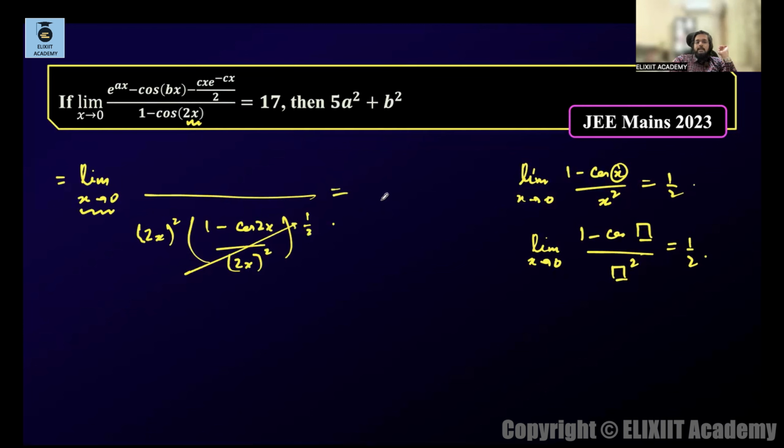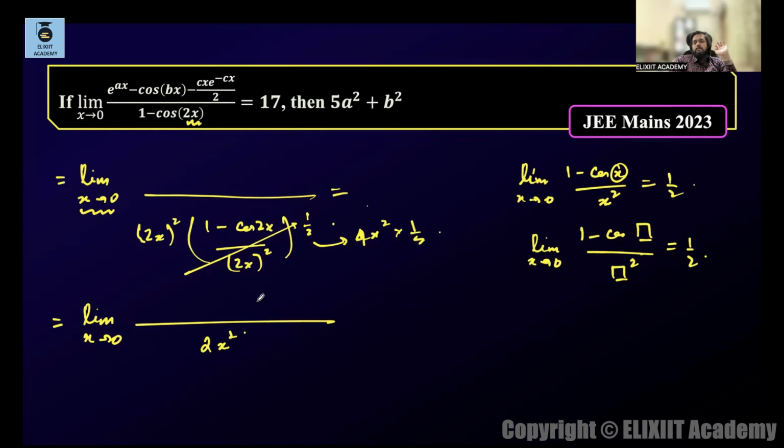So you are left with what? In the denominator, you focus only on this part. I'm writing it over here: limit x tends to 0. In the denominator, we are left with 2x square into 2x square. Here 2x square means 4x square into half, so 2x square is left. See, you have reduced it into 2x square, right? And then in the numerator, we are having e raised to the power of ax minus cos bx minus cx into e raised to the power of minus cx, divided by 2. That's what we are having.